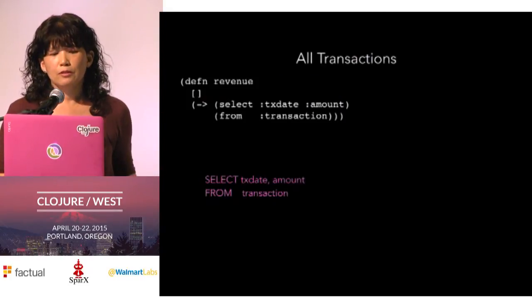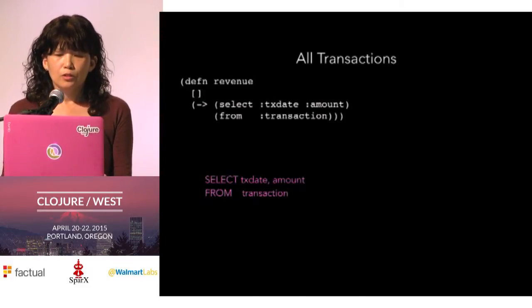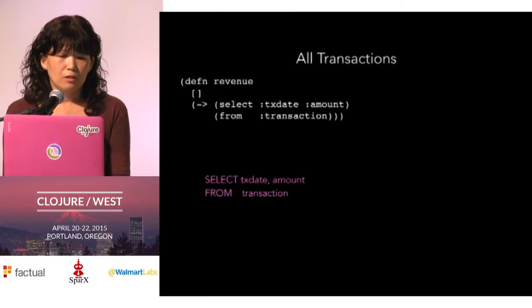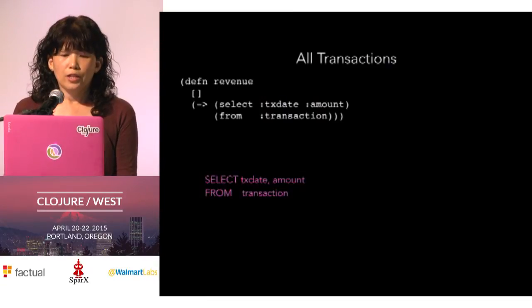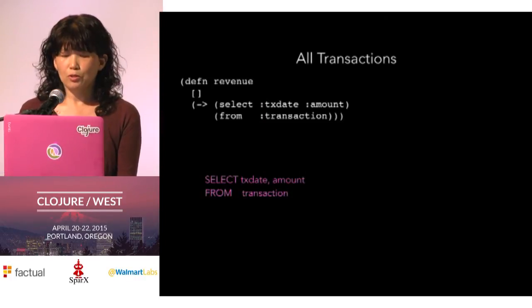Suppose you are interested in the date and the dollar amount columns in the transaction table. Notice the column names and table names are both keywords. The names must match with your database schema. Using a single thread, this example will produce select transaction date and amount from the transaction table.